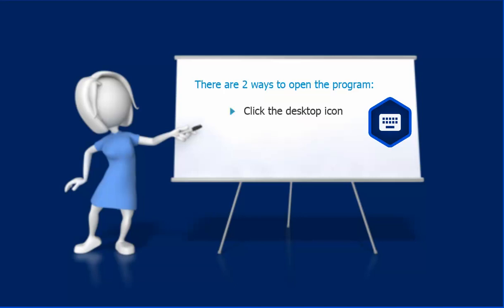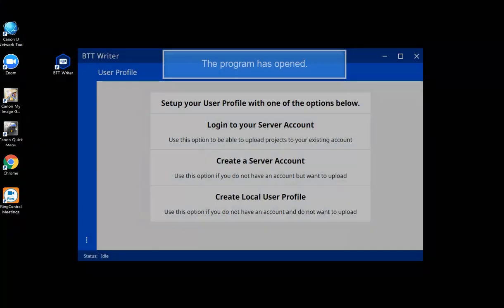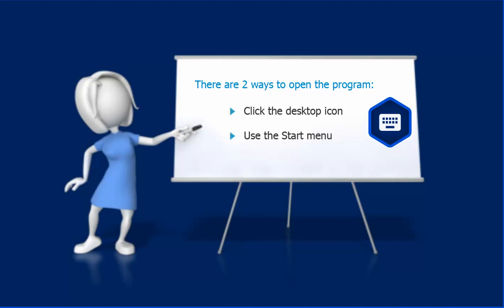The easiest way to open BTT Writer is to use the desktop icon if you created one when you installed the program. You just double-click the desktop icon to open BTT Writer. Another way to open BTT Writer is from the Windows Start menu.